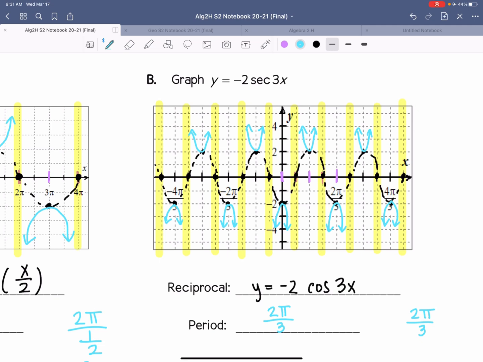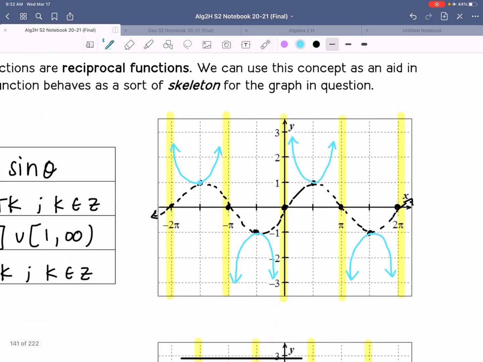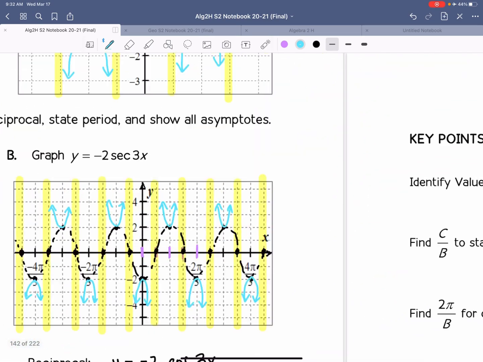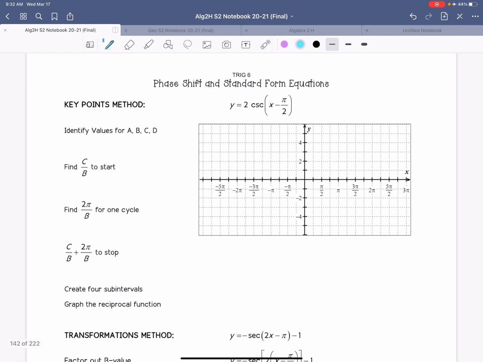Okay, so hopefully this is making sense. Again, this is why we have to have a strong base in sine and cosine, because really the hard part is graphing the sine and cosine. Once you figure out the sine and cosine, it's really easy to get the secant and cosecant. Did I write my period? Yeah, I did. Okay, so now let's go to the next page. Let's talk about this one.